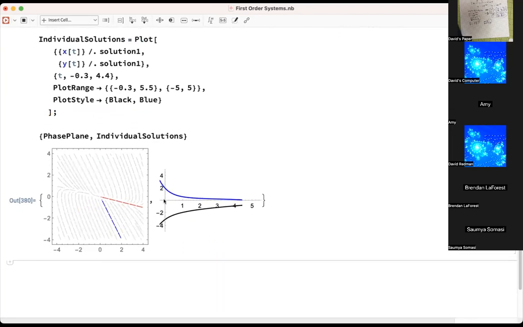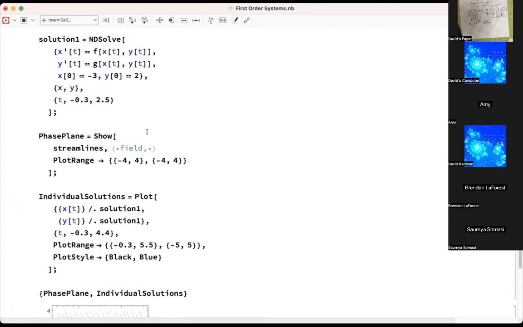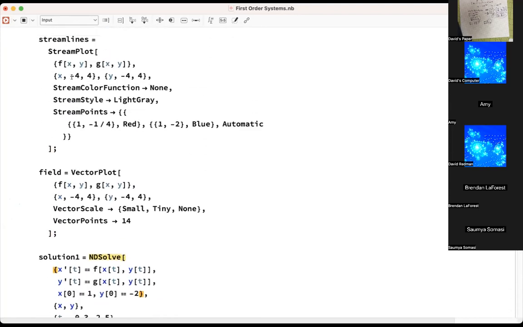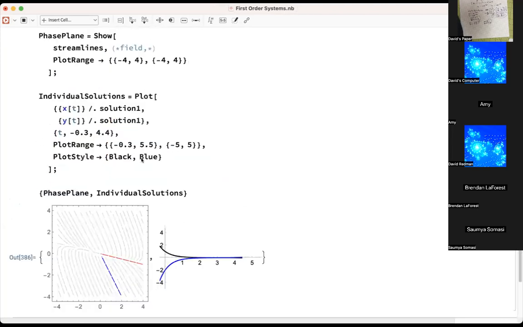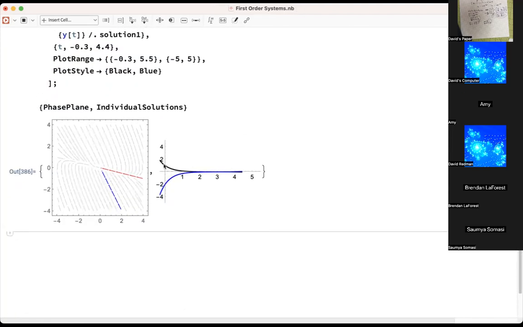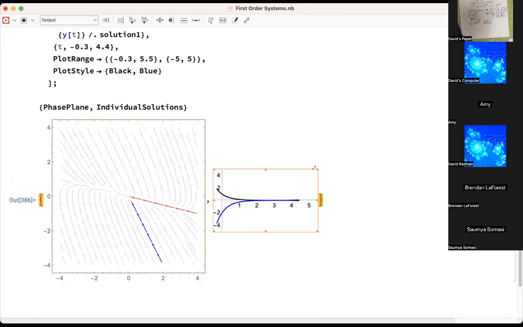There. This is the solution side by side, with initial conditions of minus 3 and 2. Let's do the initial conditions of 1 and minus 2, as I did up here. There, this is the initial condition of 1 and minus 2 that corresponds to this blue solution. Now the black is the y component of the blue solution. The blue is the v component of the blue solution. This is not better or worse than what I did above. It just has the benefit of being side by side.